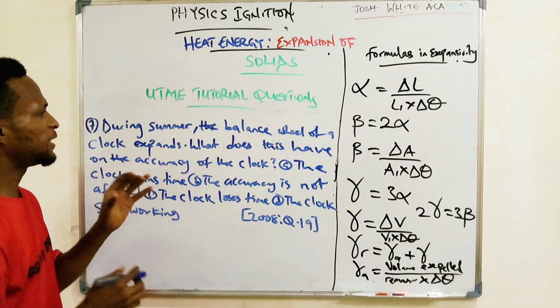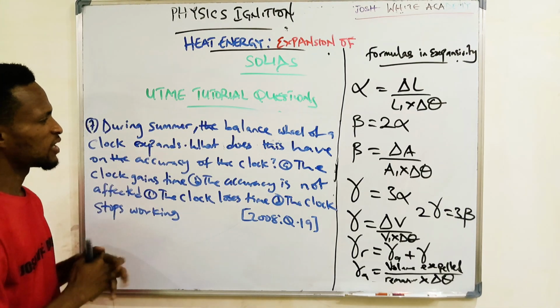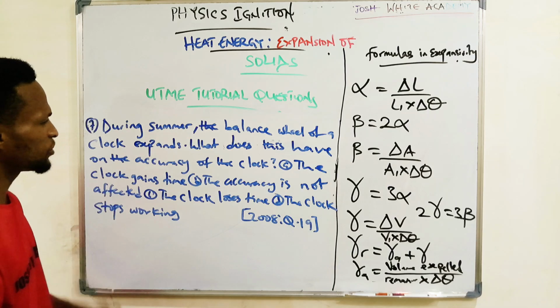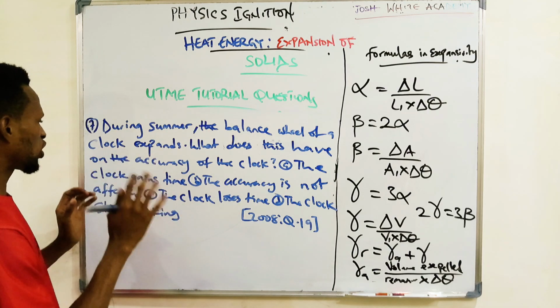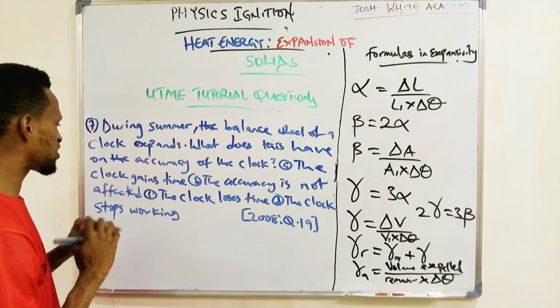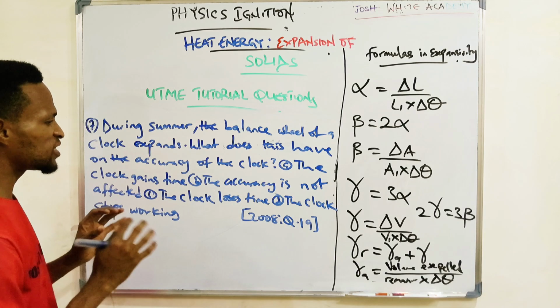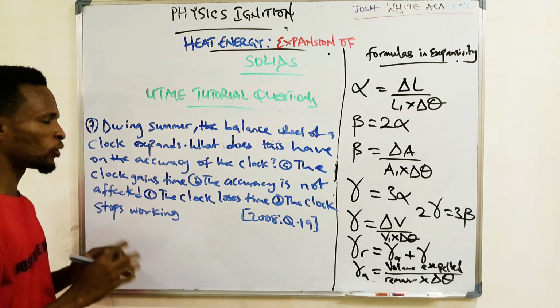Let's take the last question. During summer, the balance wheel of a clock expands. What effect does this have on the accuracy of the clock? A. The clock gains time. B. The accuracy is not affected. C. The clock loses time. And D. The clock stops working.